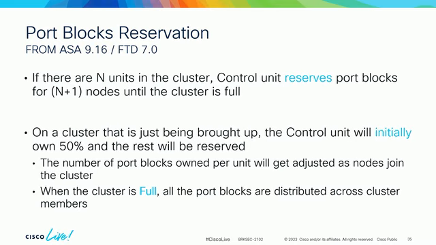On a cluster that is just being brought up, the control unit will initially own 50% of the port blocks. And then it will redistribute these port blocks as new units join the cluster. And I know this concept can be kind of confusing. So let me use the following 2 examples to explain how the cluster member limit command works along with the port blocks reservation by the control unit.